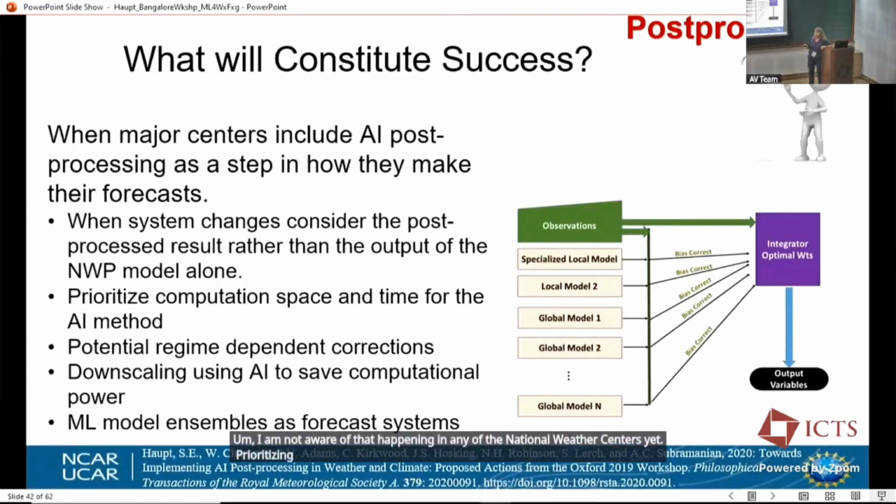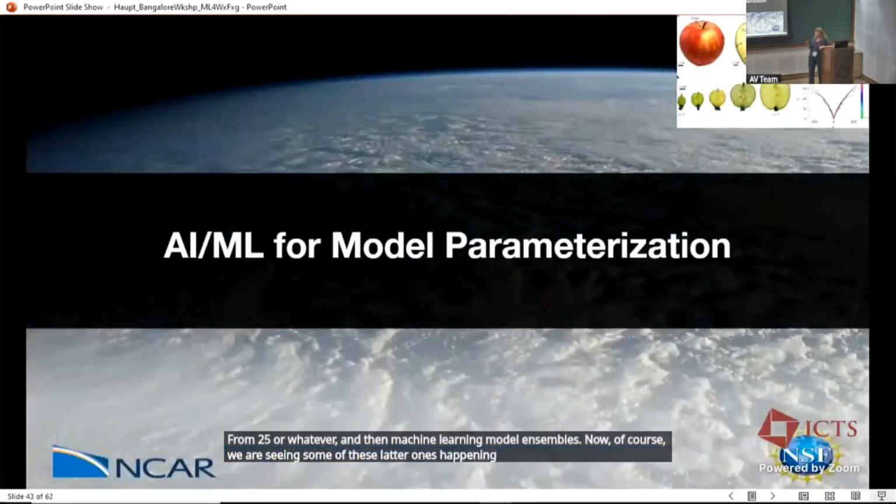Prioritizing computation speed and time for the AI methods, not aware. Well, ECMWF is doing that now, but they may be one of the few, and NOAA's just announcing that they're going that direction. Potential for regime-dependent corrections, like that one we saw, and downscaling using AI to save computational power. Maybe we don't need to run models at 3 kilometers. Maybe we can downscale from 25 or whatever. And then machine learning model ensembles. Now, of course, we are seeing some of these latter ones happening now.